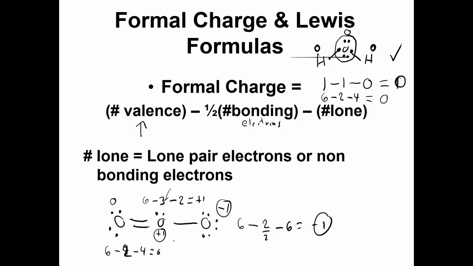If you add up the formal charges, this is something else that's good to know. You should end up with the charge of ozone. Ozone has no charge. O3 has no charge. So minus 1 and plus 1 is 0. If you ever come up with a charge that doesn't equal the charge of your polyatomic ion or your molecule, then you didn't do the valence electrons correctly. So it's kind of a nice double check.